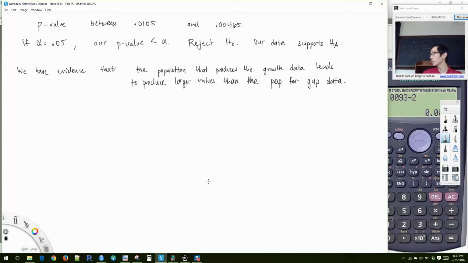Is there any other terminology other than tends to produce that we should know about for this one, or is that the keyword? That's like the generic statement of saying this population is larger than the other population, without saying something like the mean of this population is greater.